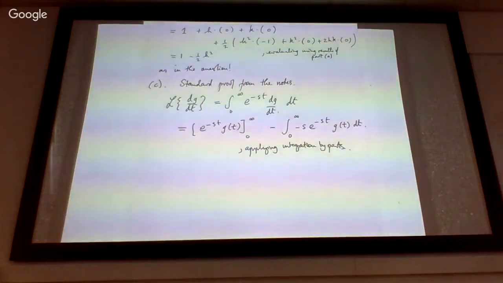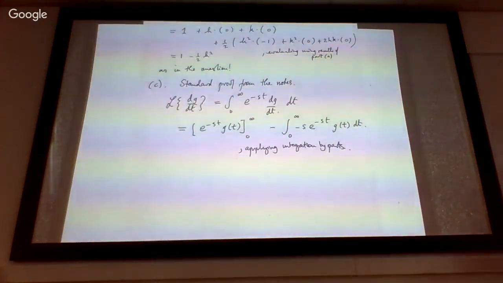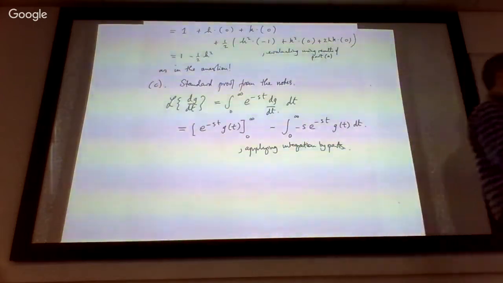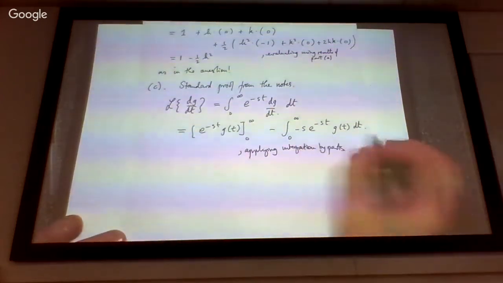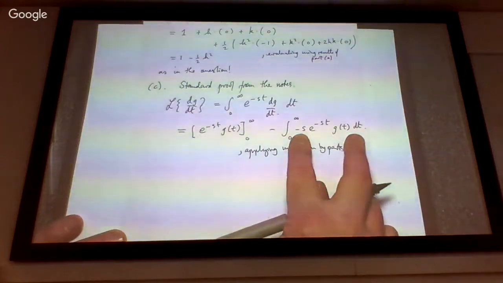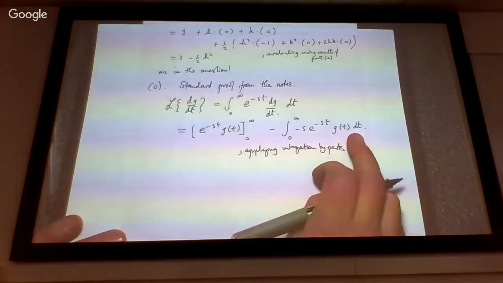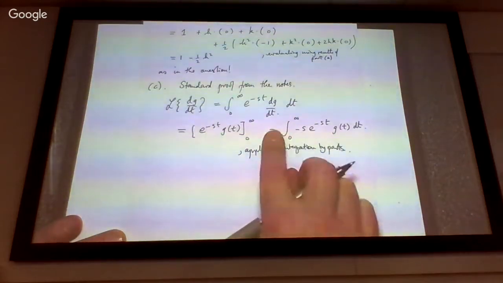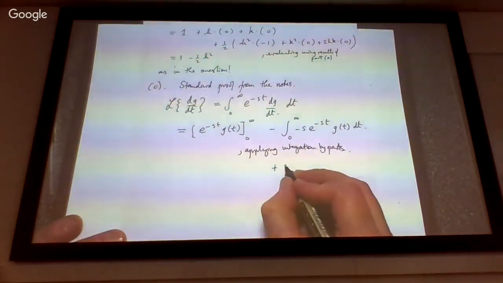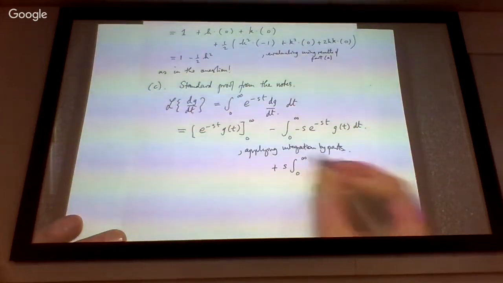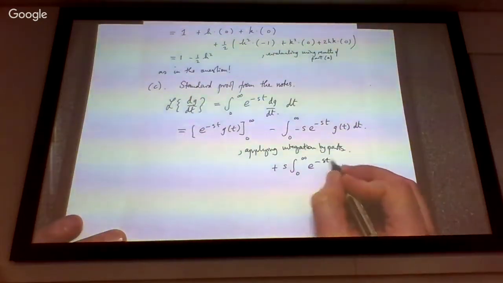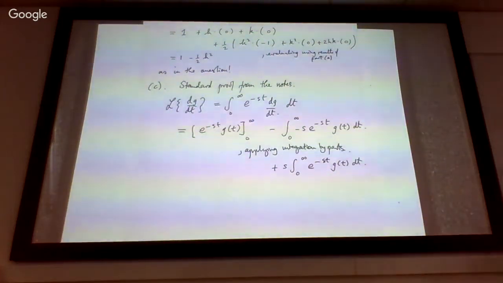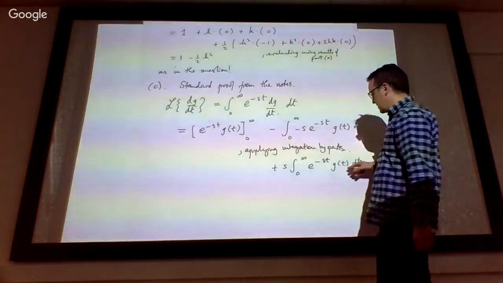Okay, so what comes from this? Well, treating the integral is the most direct thing to do. The integral is with respect to t, so s is independent of t, so this s can slide outside. So this is going to give us plus s times the integral from 0 to infinity of e to the minus st times g of t dt. And that integral we recognize as, of course, the Laplace transform of g.